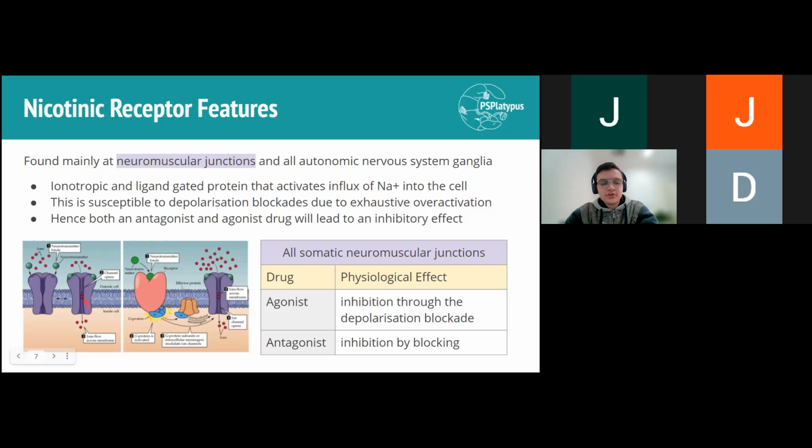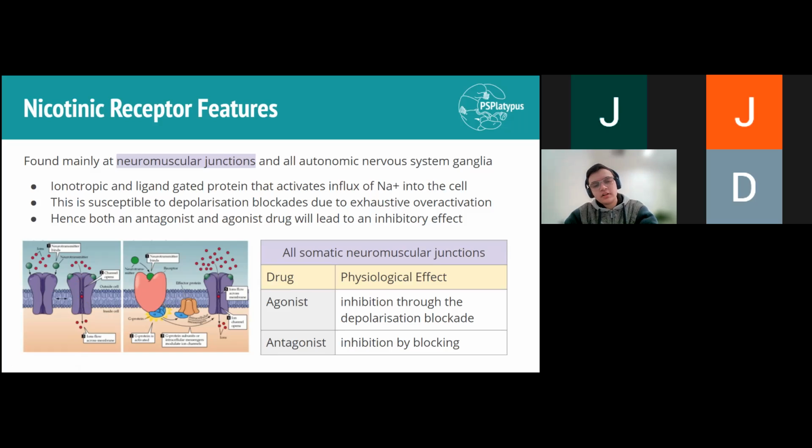All it does is the neurotransmitter binds and it directly opens up that ion channel and allows typically Na+, but I think there's some calcium, there can be potassium, all these different things can happen, but generally it's going to be sodium for our nicotinic receptor. Now, this sort of channel is very susceptible to depolarization blockades. And it's a very complex sort of physiological idea, like the depolarization blockade.